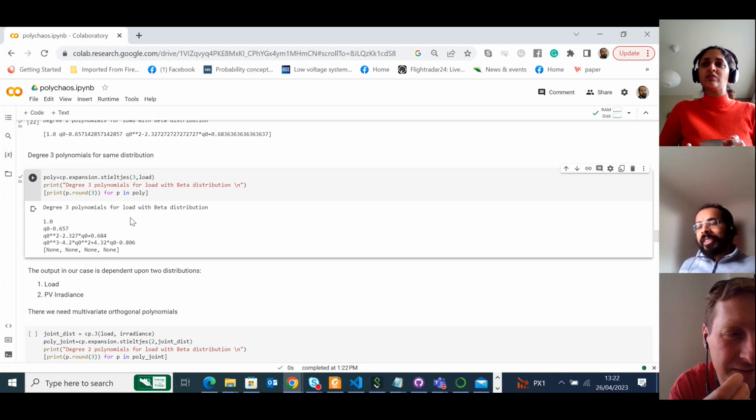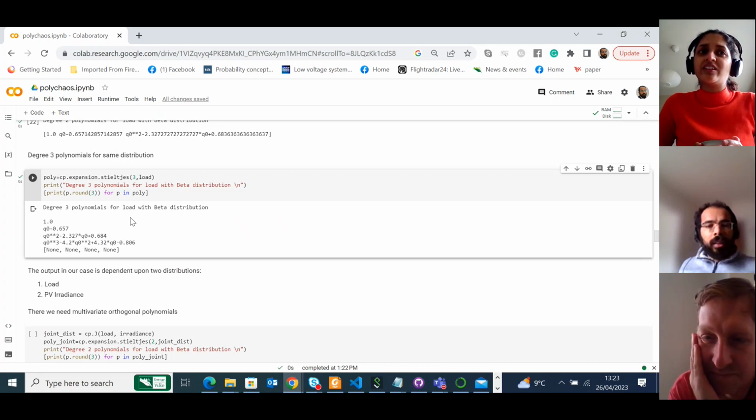There is nothing much you can do in creating new orthogonal polynomials. It is a very standard procedure. These properties are well defined, and the theorems and everything are well defined. So what we are trying to do here is apply it in power system applications.